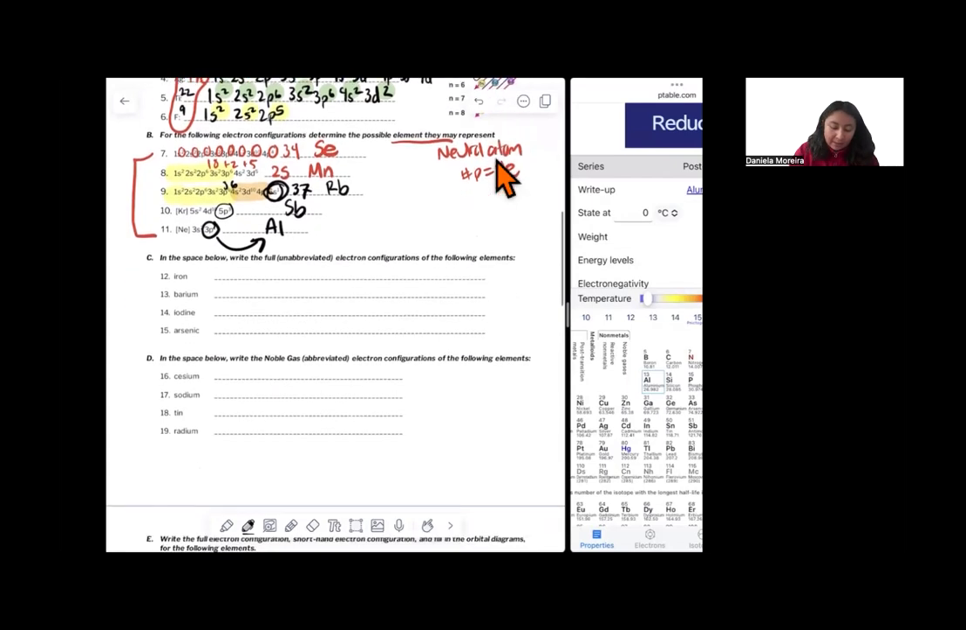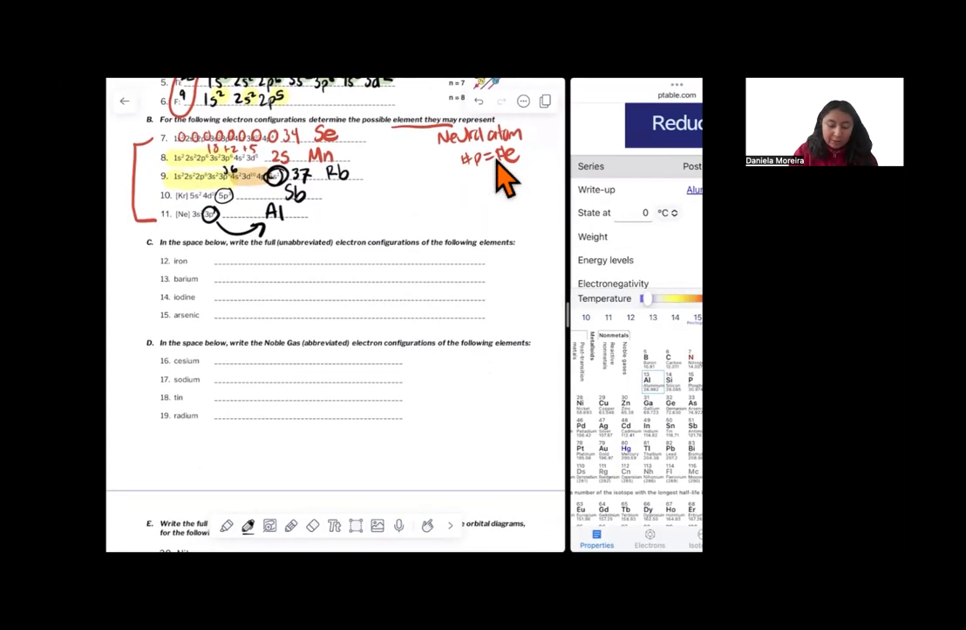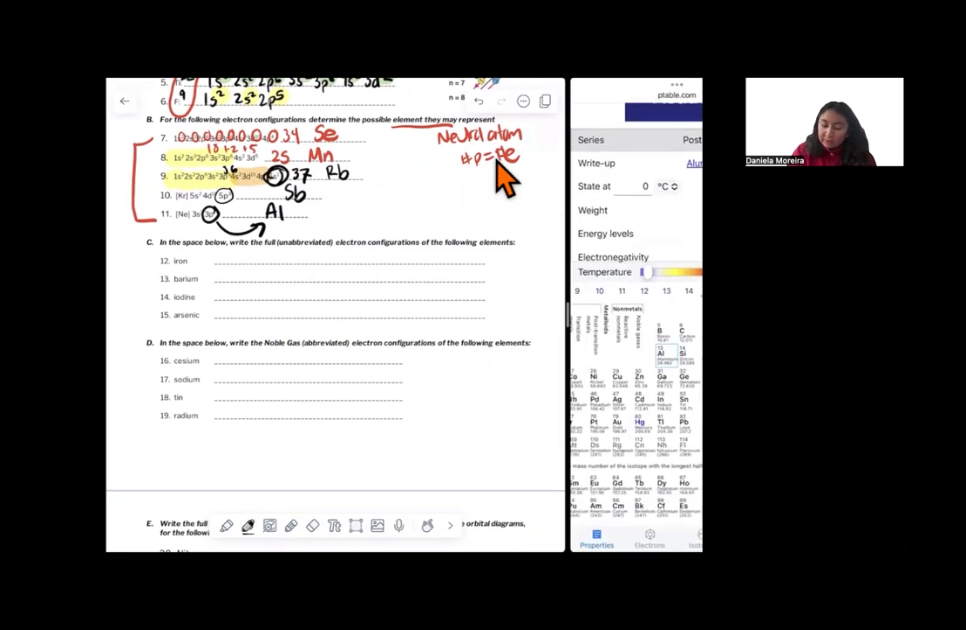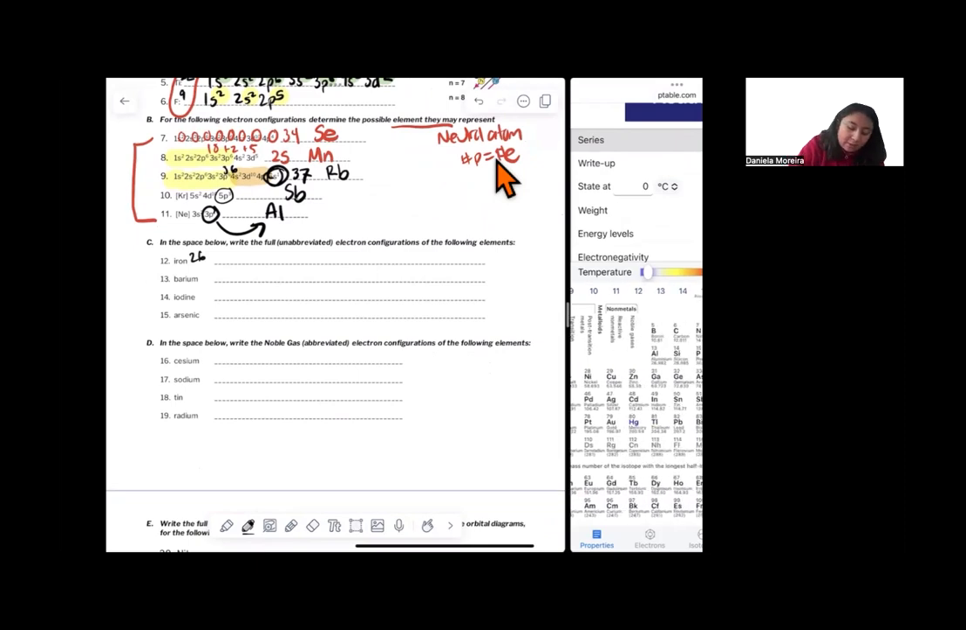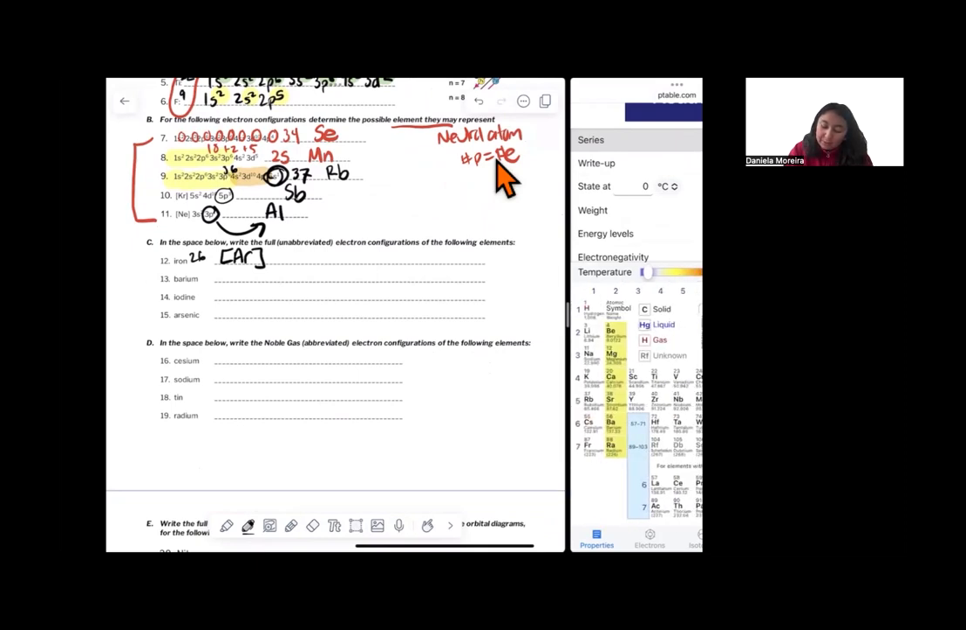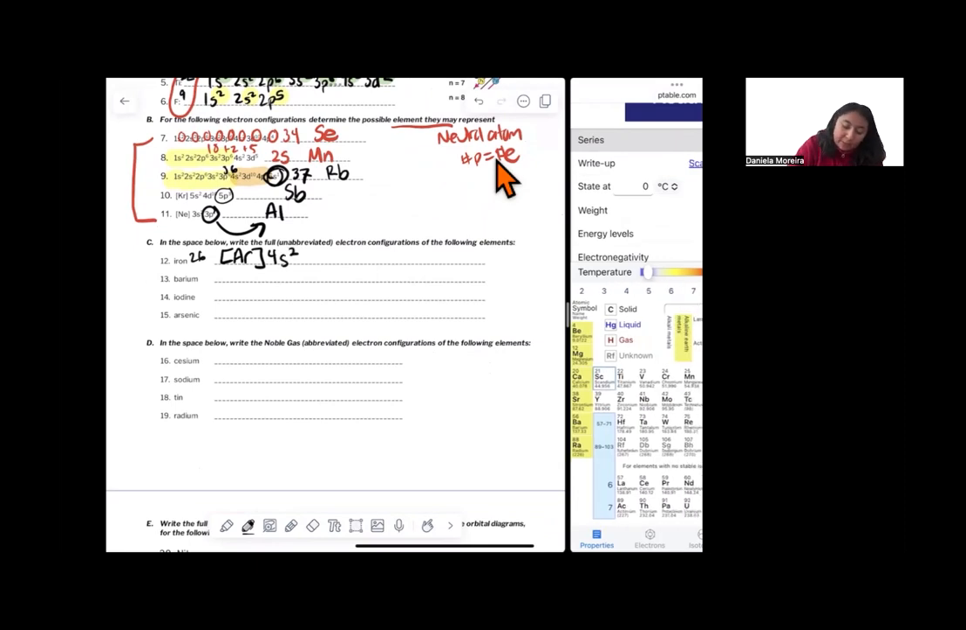All right, now we're going to do the electron configuration for the following elements. So we're going to identify that iron has 26 electrons we need to account for. The noble gas previous to that is argon. So we're going to write argon in the electron configuration. After argon, we are in period 4. This should be 4s2. This is 3d: 3d1, 3d2, 3d3, 3d4, 3d5, 3d6.